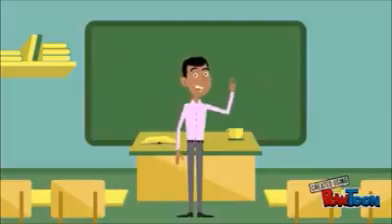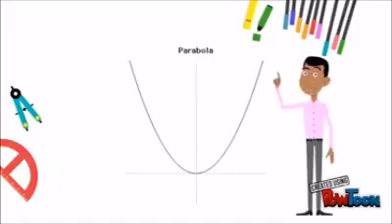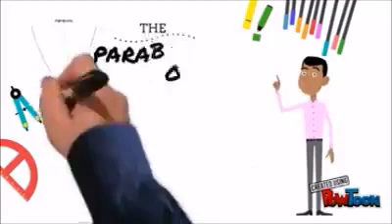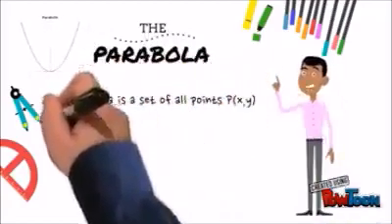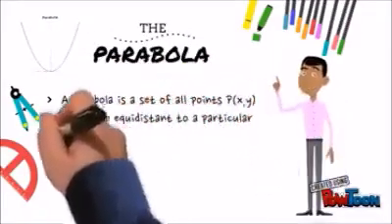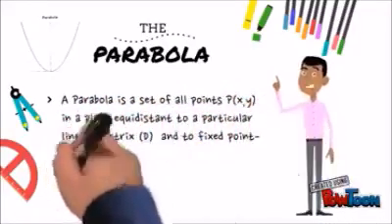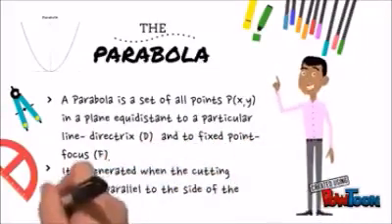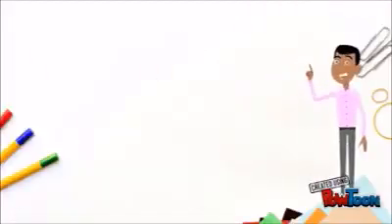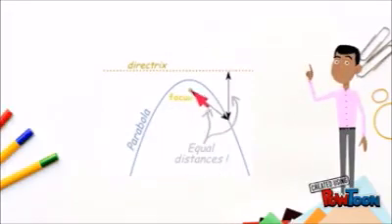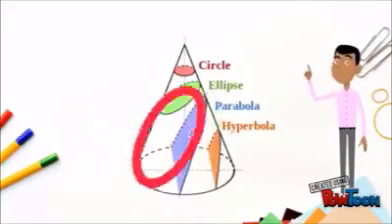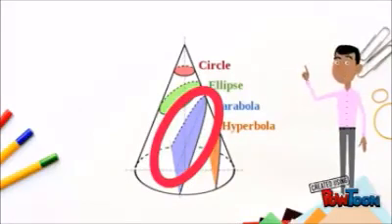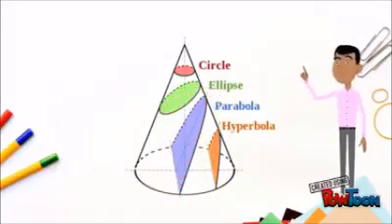We still have a lot to learn about the parabola. Now, what is a parabola? A parabola is a set of all points P at x and y in a plane equidistant to a particular line, the directrix, and to a fixed point, the focus. It is generated when the cutting plane is parallel to the side of the cone. So this is how it looks like. The distance from the focus to this point and the distance from the directrix to the same point is equal. This is where the parabola is in a cone. As you can see, the cutting plane must be parallel to the side of the cone.